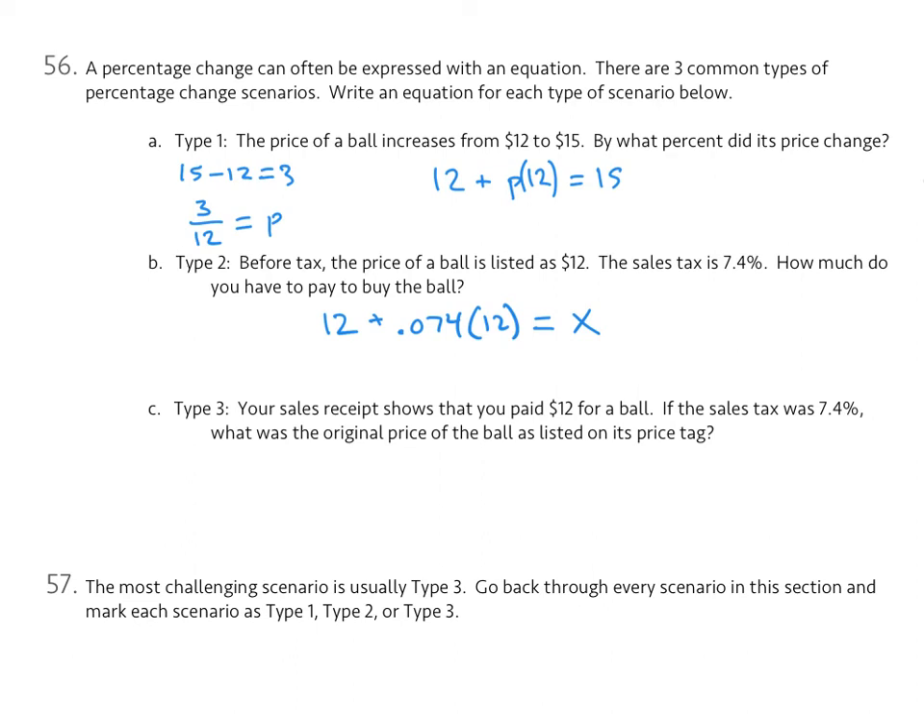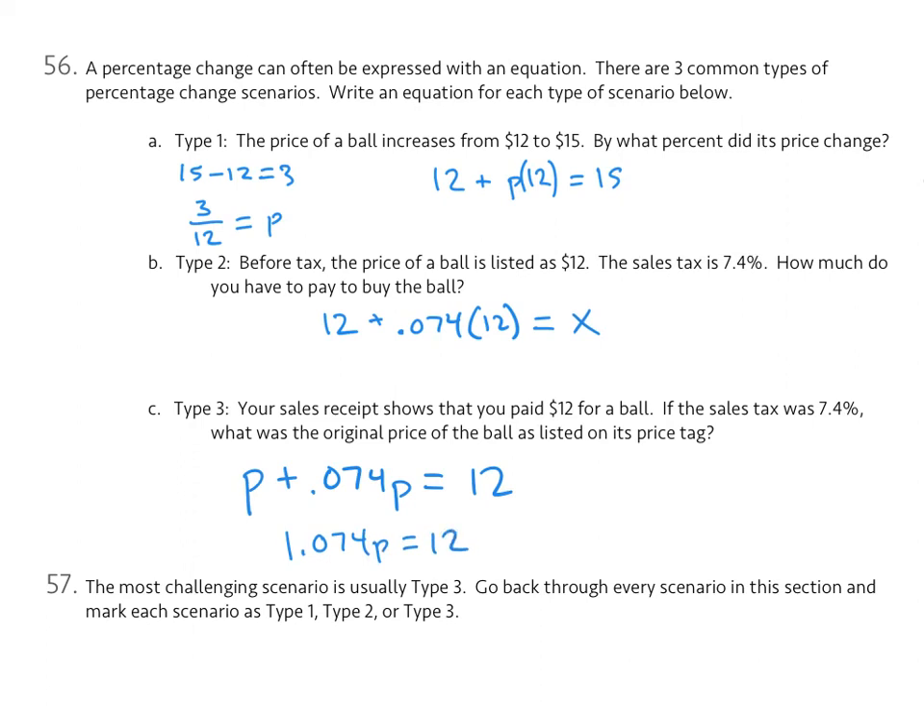Part C, type 3. Your sales receipt shows that you paid $12 for a ball. If the sales tax was 7.4%, what was the original price of the ball as listed on its price tag? So let's say the original price is P, and that increased by 7.4%. So P plus 0.074 times the price is equal to 12. And we could also combine that as 1.074P equals 12.